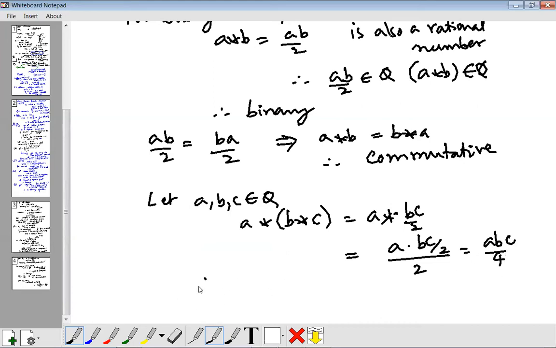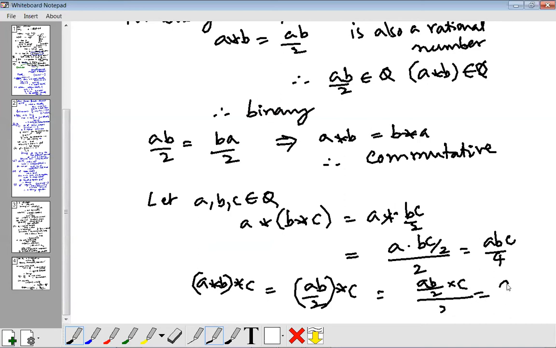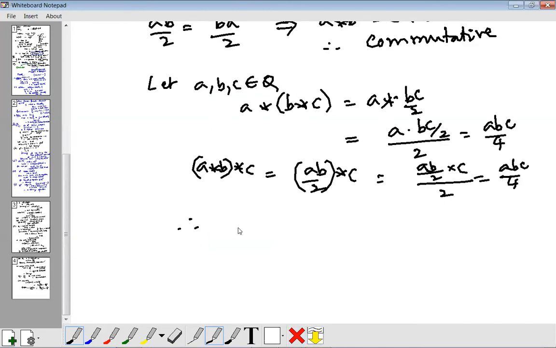Now let's look at A star B star C equal to AB by 2 star C. So AB by 2 multiplied by C divided by 2. That's equal to ABC by 4. Therefore, associative. So did similarly in a similar way? Yes, sir. Okay, good. So the fourth one.